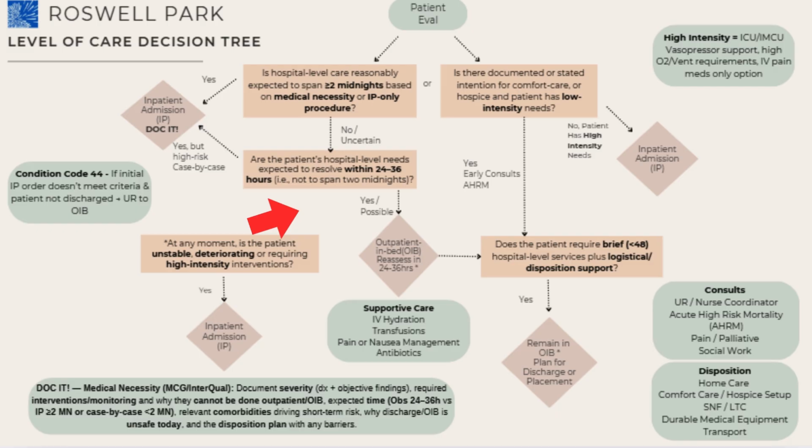If yes, this typically indicates OIB. Common examples include hydration, transfusion, pain or nausea requiring brief IV therapy, or IV antibiotics in a stable presentation. Importantly, these patients should be reassessed within 24 to 36 hours. If the clinical picture evolves and the stay is now expected to cross 2 midnights, the patient should be converted to inpatient, and if symptoms worsen at any point, such as instability, worsening vitals, oxygen escalation, or the need for higher intensity monitoring, this immediately shifts the pathway toward inpatient status.